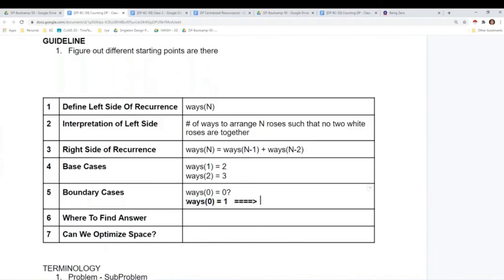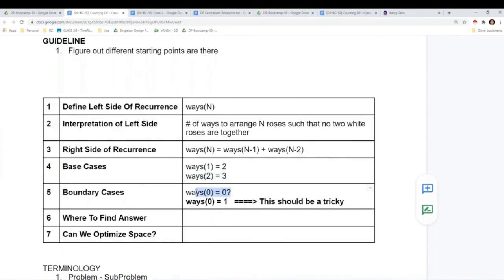I will call this a boundary case. But that is just for our convenience. See, you do not have a way of proving that if you have 0 plates, there is one way; it doesn't make sense. There is no one way possible to put white or red roses together. This is for our convenience. So we tweak boundary cases according to our needs. Otherwise, if we do not want to put ways of 0 here, we will have to give these 2 base cases. So up to you. Either go with these 2 base cases or go with 1 base case and 1 boundary case, so that your formula will hold true.